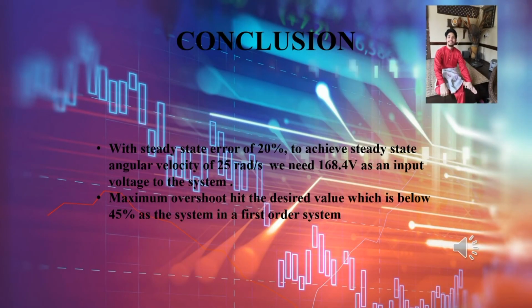Finally, we have reached the last subtopic for this project, which is the conclusion. With a steady state error of 20%, to achieve a steady state angular velocity of 25 rad per second, we need 168.4 volt as the input voltage to the system to get the desired value of the angular velocity. Next, the maximum overshoot hits the desired value, which is below 45%, as the system is a first order system. That's all from us. Thank you.